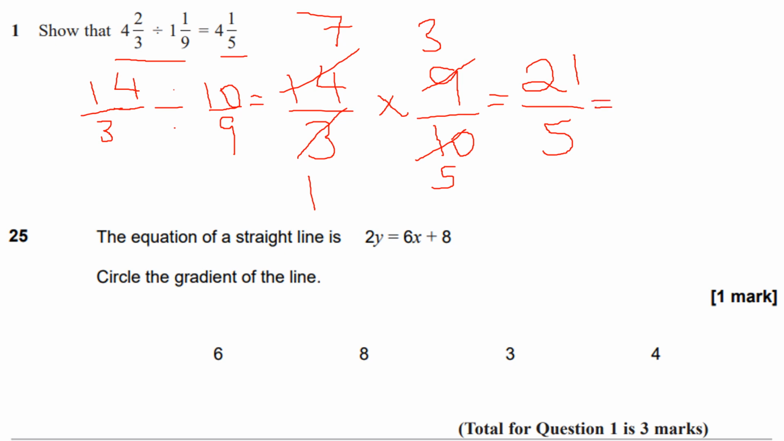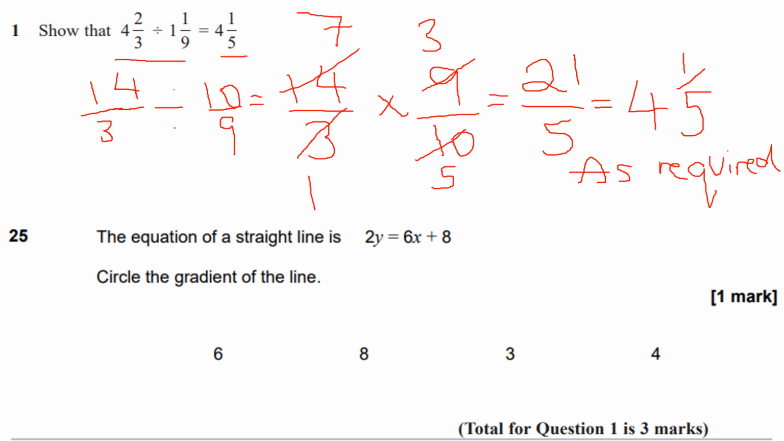Now to change that into a mixed number, I say 5 into 21 goes 4 times with 1 left over, so the remainder is written as a proper fraction. So it's 4 1/5, as required. So that's my answer for this first question. So that's how we divide improper fractions.